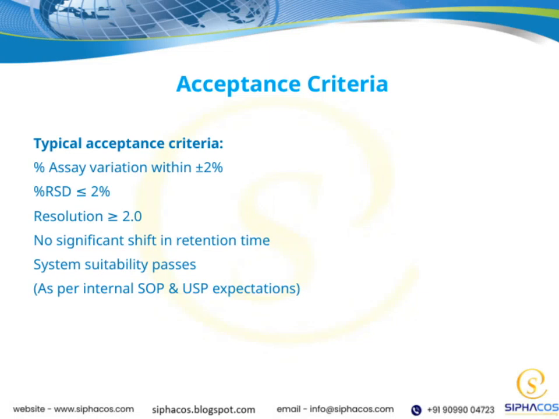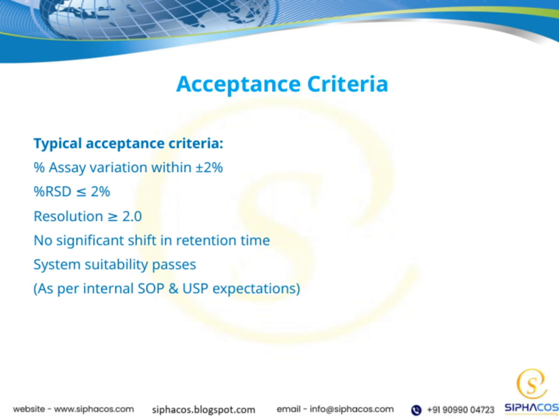Let's take a closer look at the acceptance criteria we typically use to evaluate our analytical methods. First, we look at the percent assay variation, which should be within plus or minus 2%. This ensures our measurements are consistent and accurate across different runs. Next, we consider the percent RSD, or relative standard deviation, which should be less than or equal to 2%, indicating good precision. Another important point is the resolution, which needs to be at least 2.